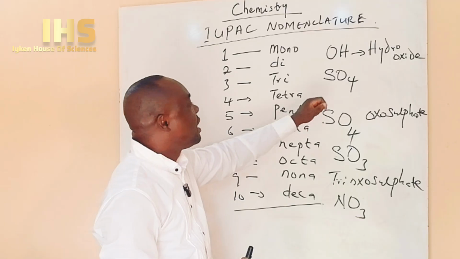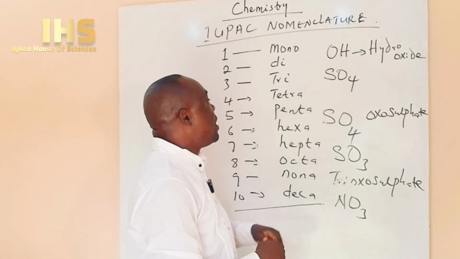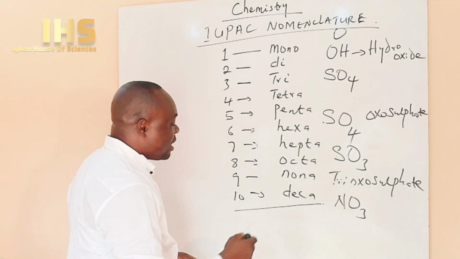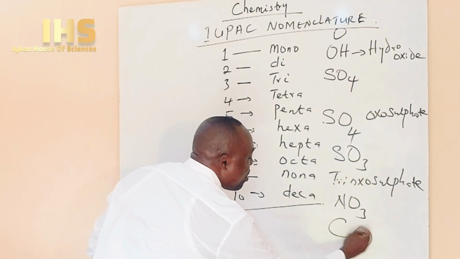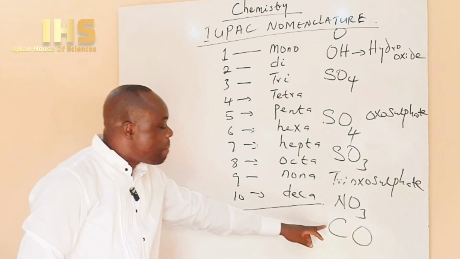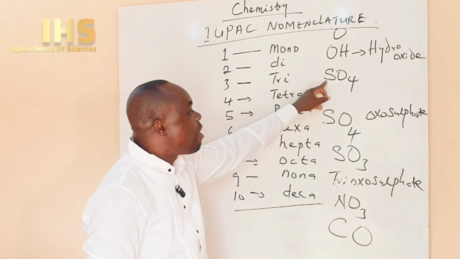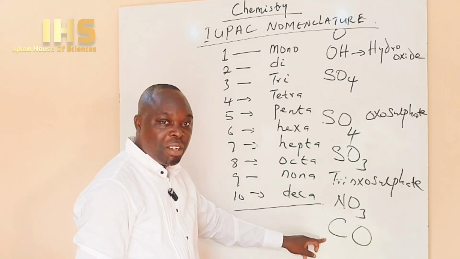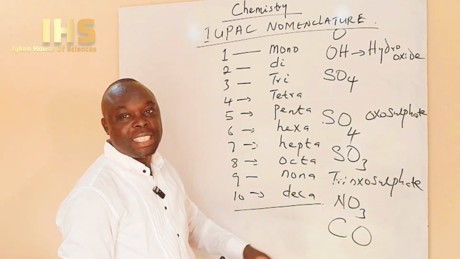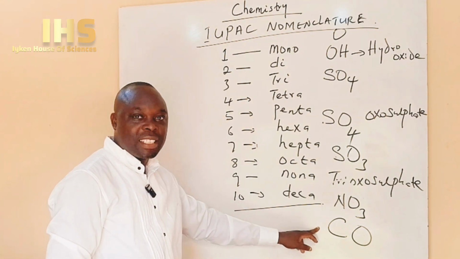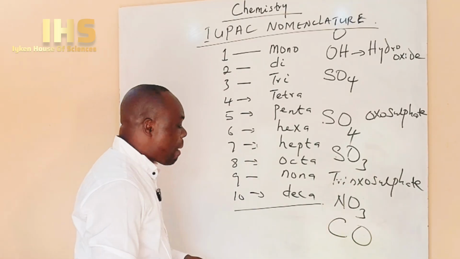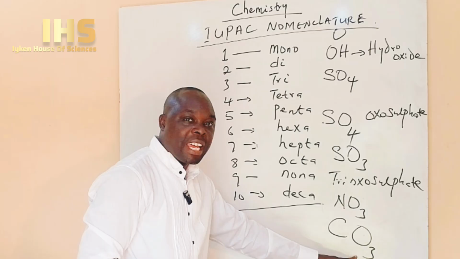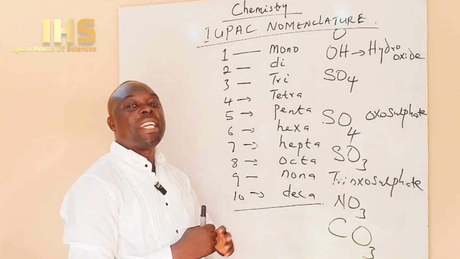The simple one here is O. O means oxo, that is oxygen. Now this one, CO, this is carbon. You see, this one is called sulfate, this one is called nitrate, and this one is called carbonate. So this is oxocarbonate. If I put 3 here, this is called trioxocarbonate.